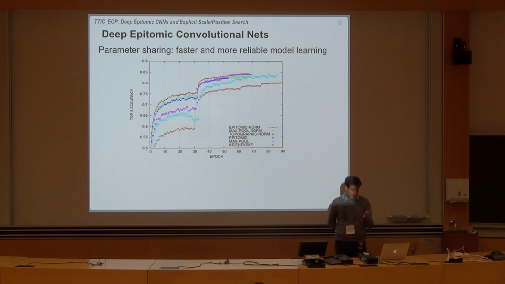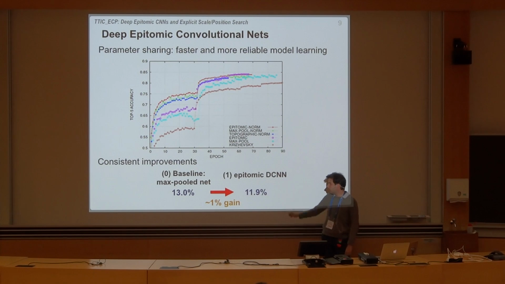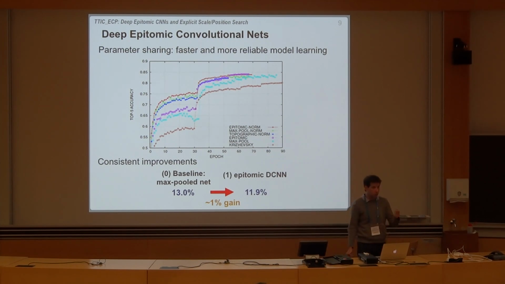This compares training with max pooling versus training with epitomes. We see that we have more reliable and faster convergence. Also in terms of test performance, compared with a max pooled net, the error drops to 11.9%, so we have a 1% gain in error. I should note here that we're talking about the exact same complexity at test time and the exact same number of parameters, so we're comparing apples with apples. So this was it about dealing with local transformations.